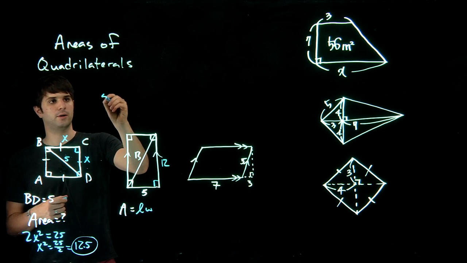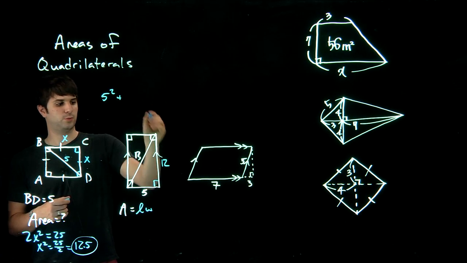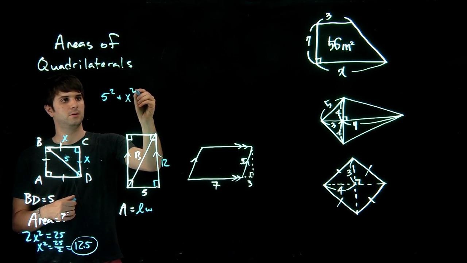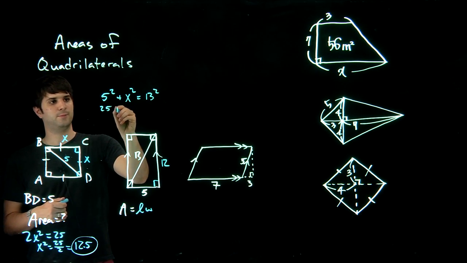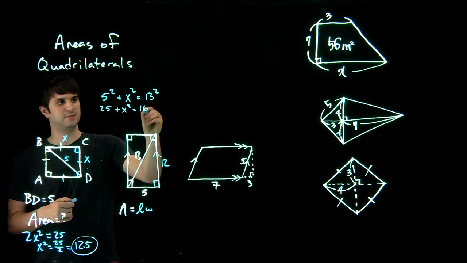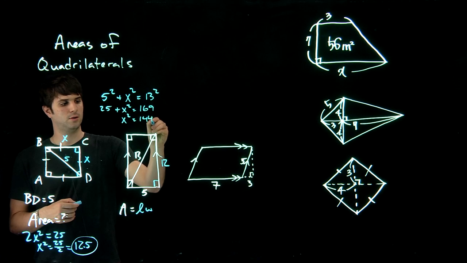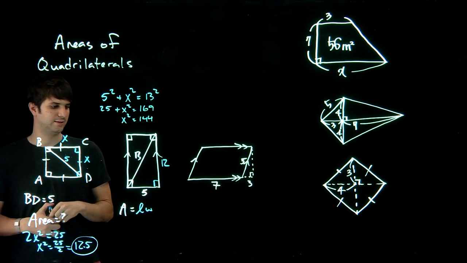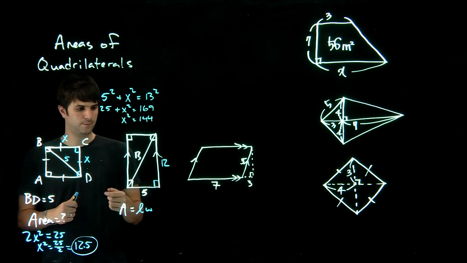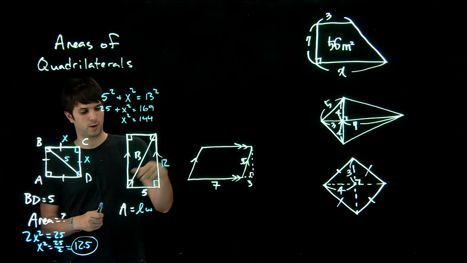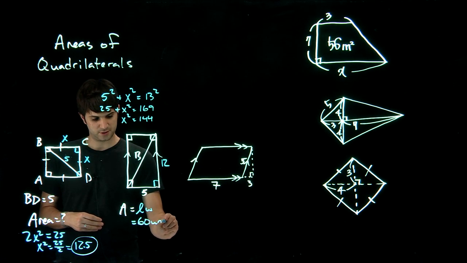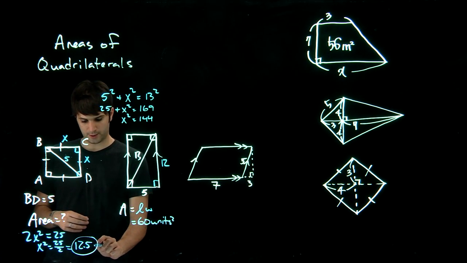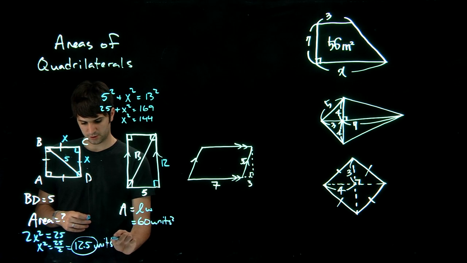You have 5 squared plus, we don't know what this is, x squared equals 13 squared. So 25 plus x squared equals 169. So x squared equals 144. And so that's where we get that. Okay. So that's going to be 12. And so 12 times 5, area is going to be 60 units squared. And let me write units squared here as well.